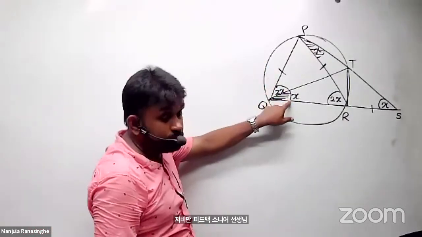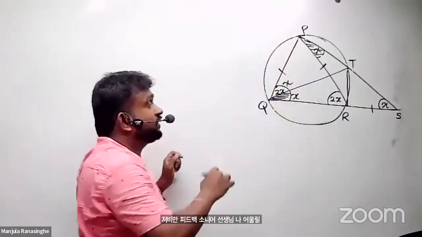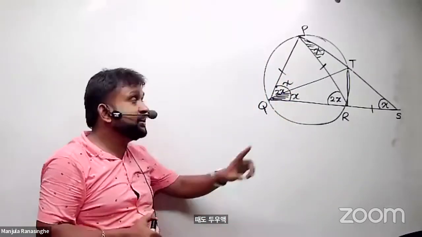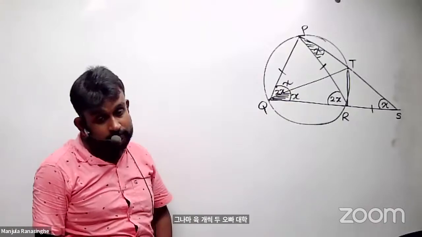Now all together 2X was there. Now this is X, which means the balance is also X. Now you can see that the two parts are equal. Then that is the angle bisector.